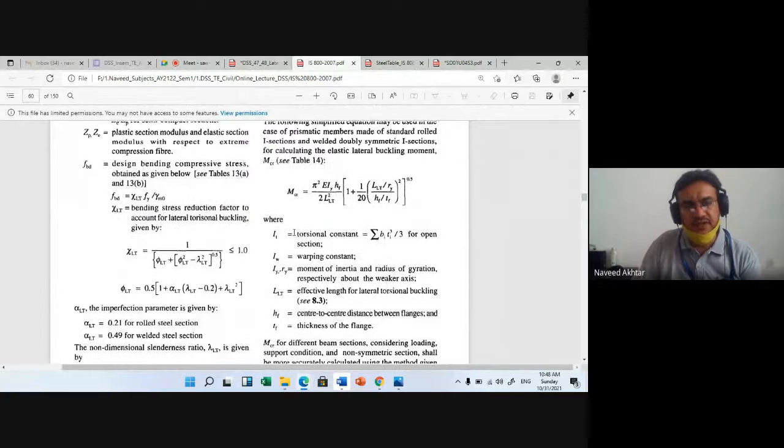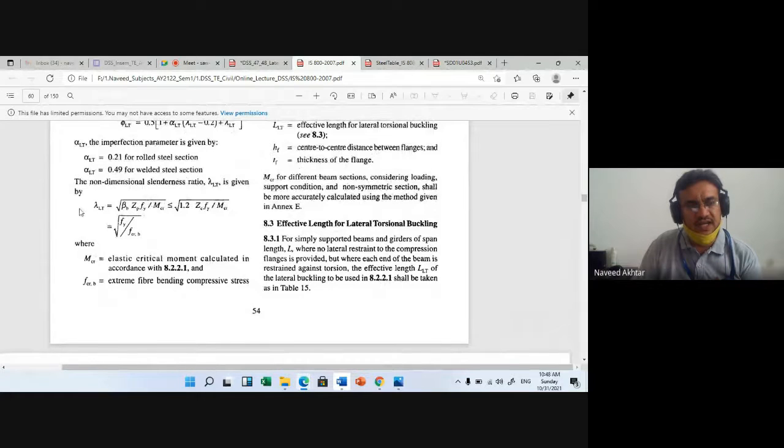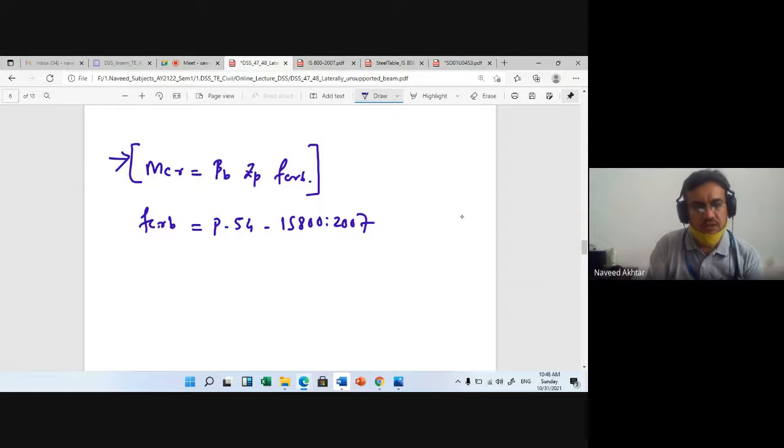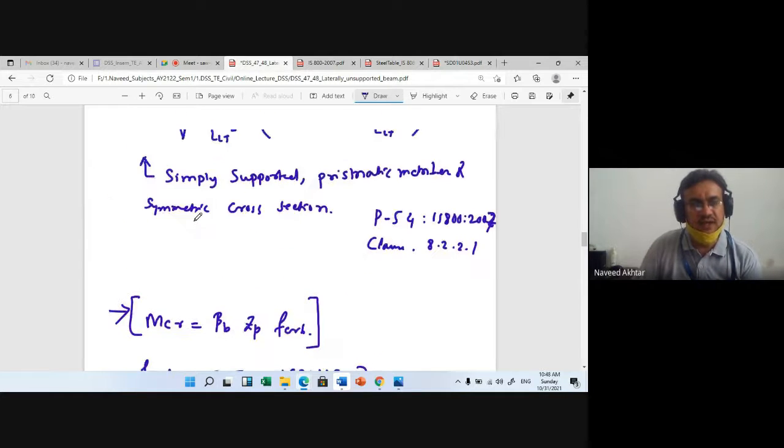Okay, so that is given here. How to find out MCR. Then lambda LT, we require this MCR value. So what is the lambda LT? After finding out MCR, you can find lambda LT, which is equal to under root of beta B ZP into Fy upon MCR. So lambda LT you can find out this way. Now you know the lambda LT.